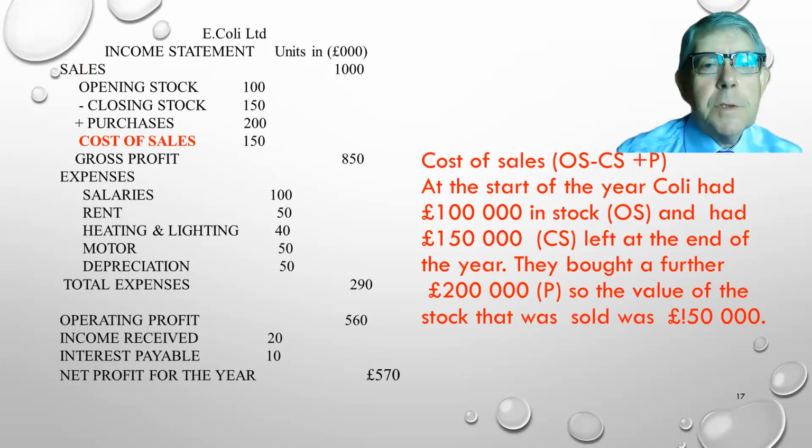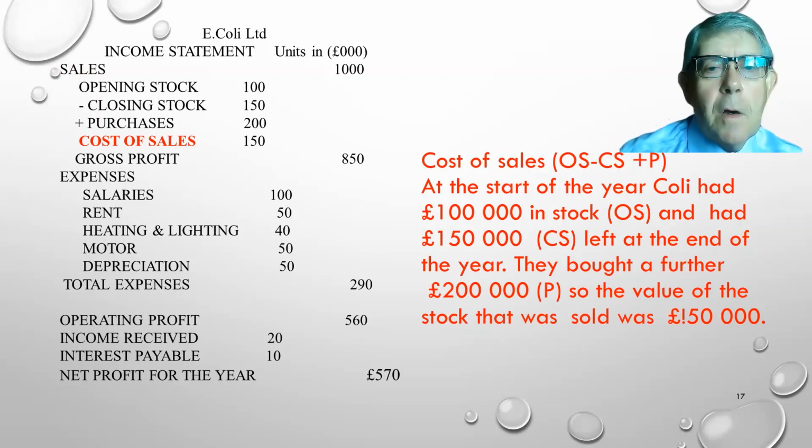The cost of sales is calculated by taking the opening stock, subtracting the closing stock, and then adding purchases. So at the start of the year, Coli had £100,000 worth of stock. That's the opening stock, and had £150,000 of stock at the end of the year. During the year, they bought a further £200,000 of stock. That's the purchases. So the value of the stock that was actually sold is £150,000.